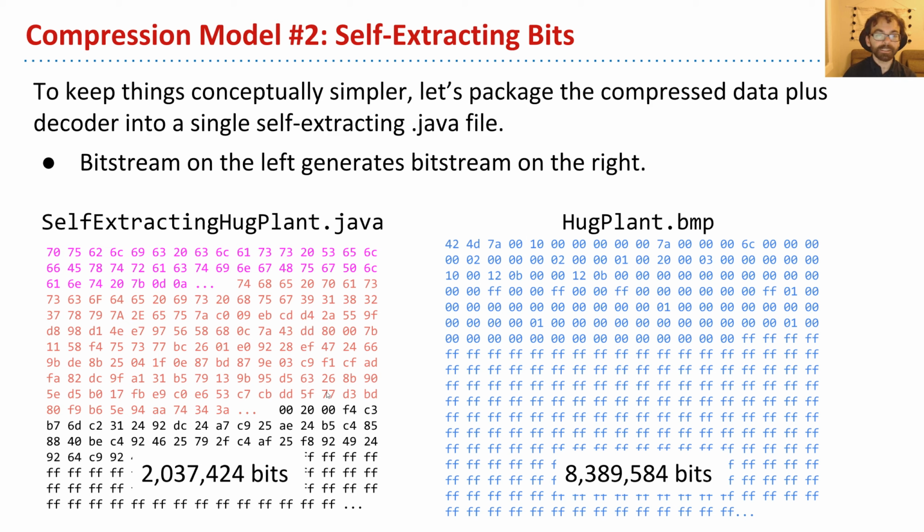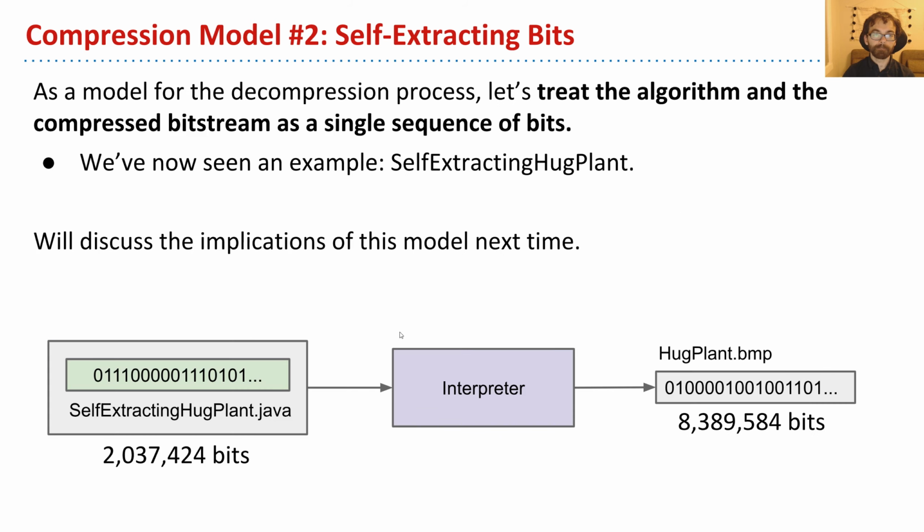And if I feed it to the Java interpreter, it's a self-extracting Java file in the sense that it will spit out the sequence of bits corresponding to HugPlant. That'll be about 8.4 million bits. So take the sequence of bits, give it to the Java interpreter, and you get 8.4 million bits. Ultimately, if you think about this visually, we have a small version of the plant that is fed to an interpreter, and we get a larger version of the plant that we can now view in, say, a web browser or some photo viewing app.